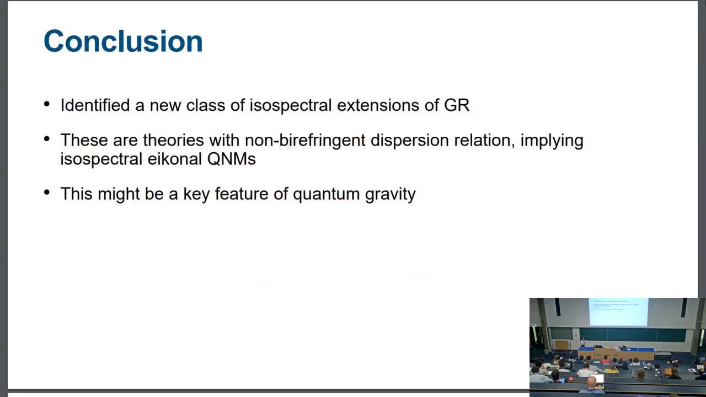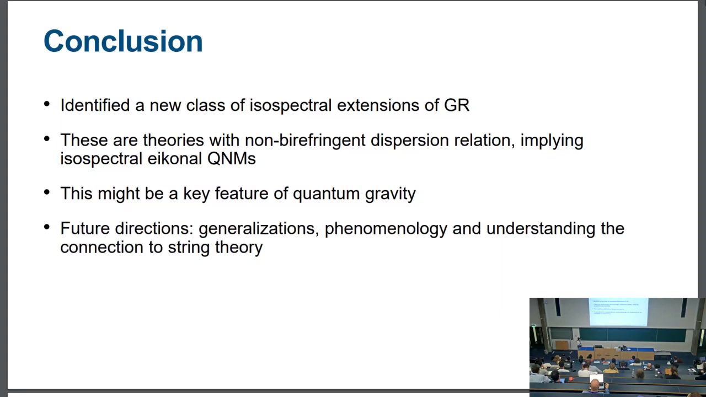Okay, so just to conclude, we did find a new class of isospectral EFTs, and they have two properties. You have your non-birefringent dispersion relation, and you also have that the quasi-normal modes of the two families are equal, given that you're in the eikonal limit. And then there may be a key feature of quantum gravity, although this is yet to be really investigated.